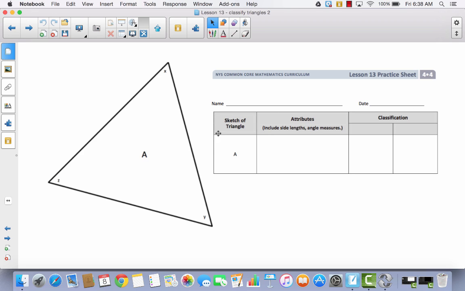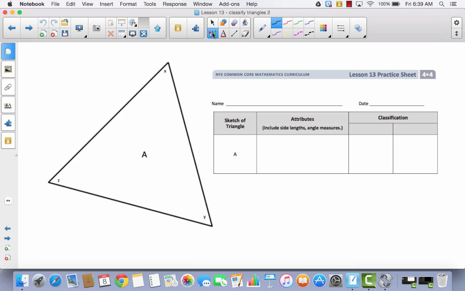Now, I've just taken the top part of the practice sheet off, and this just has triangle A. The first thing we're going to do is make a sketch of triangle A. So before we do that, let's take our ruler, and we're going to use millimeters and centimeters. That is the side of your ruler that goes from 0 to 30. I want you to measure the sides of your triangle, and I want you to write them on your triangle. Go ahead and measure from Z to X, and then come back.